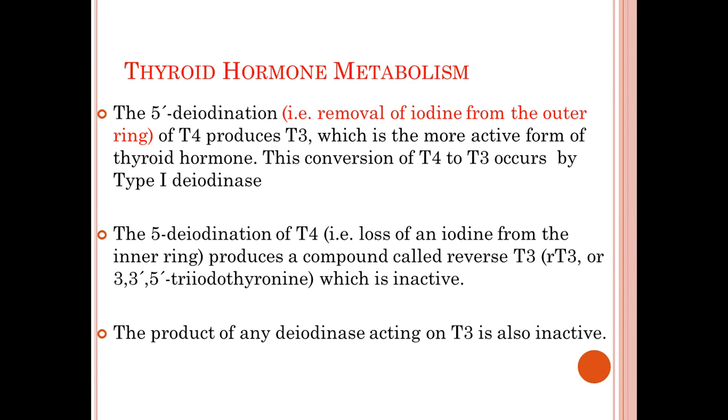While 5 deiodination of T4, a loss of the iodine from the inner ring, gives us a compound that is inactive, we call it reverse T3. So if the iodine is removed from the 5' position, it gives us the active thyroid hormone T3, whereas removal of the 5 from the 5 side of the tyrosine molecule gives us reverse T3, which is biologically inactive.